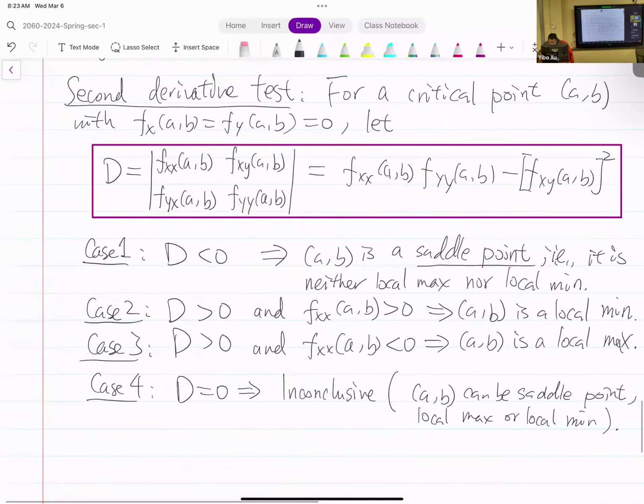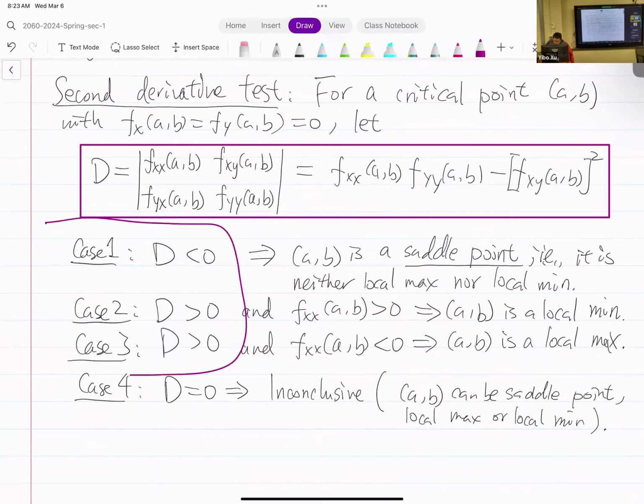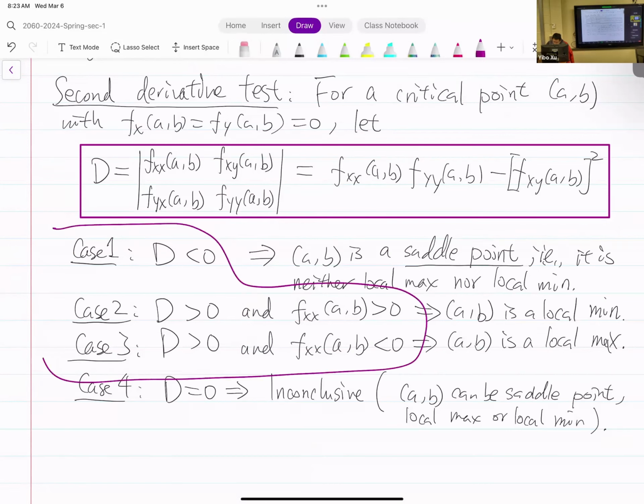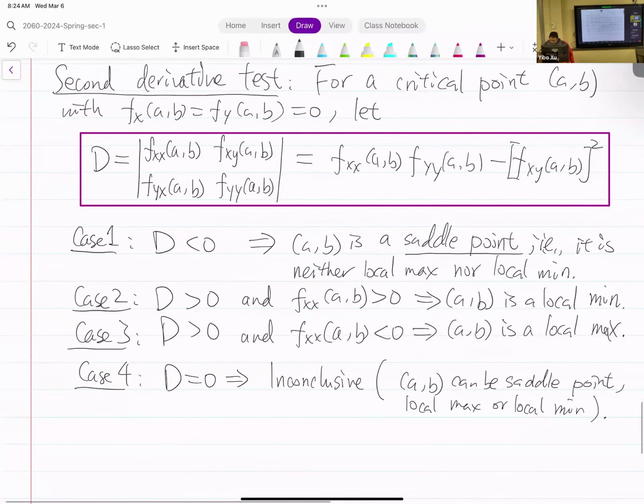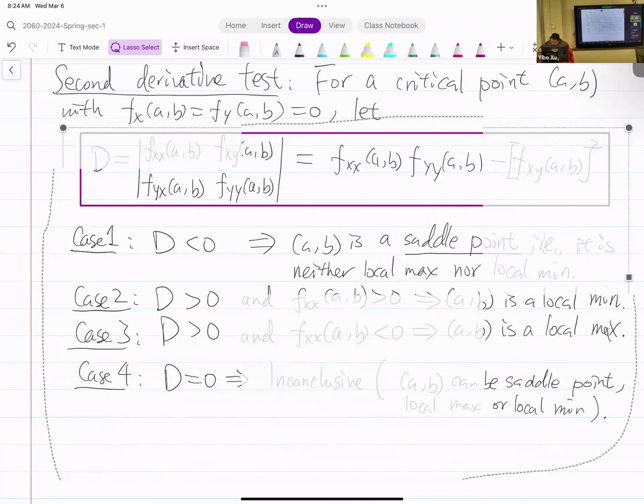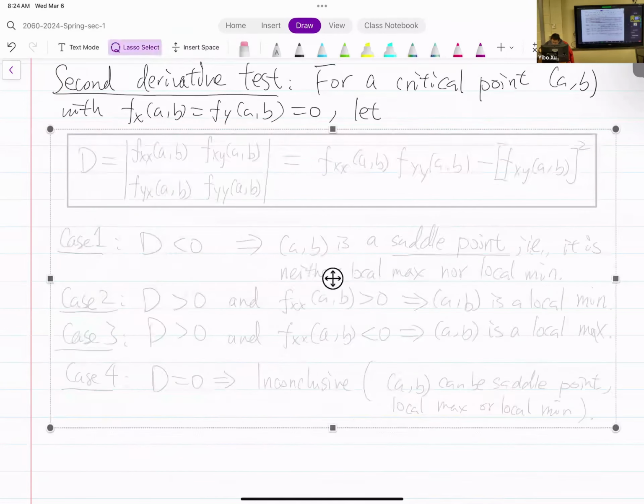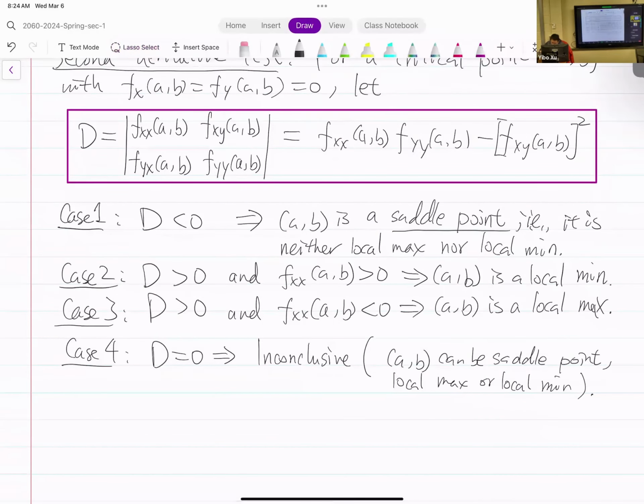So within our course, we usually will get into the first 3 cases. Okay. The first 3 cases. So the fourth case, you see, cap D is 0. So this is usually what's called a degenerate case. So this determinant is 0. So let me move the things a little bit to the left, so it looks a little bit nice. Right, so that's the secondary test, very important.